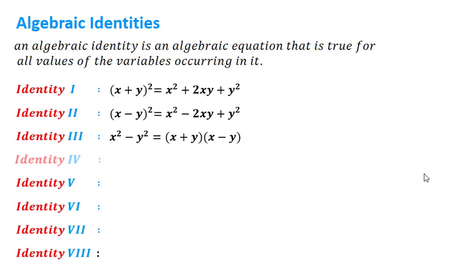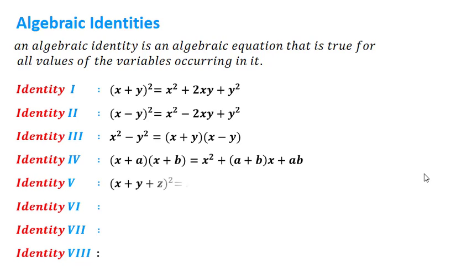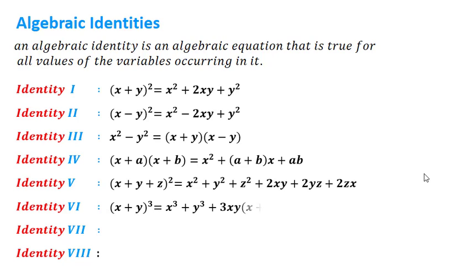Fourth identity is (x plus a) into (x plus b) equal to x square plus (a plus b) into x plus ab. Fifth identity is (x plus y plus z) the whole square is equal to x square plus y square plus z square plus 2xy plus 2yz plus 2zx. Sixth identity is (x plus y) the whole cube is equal to x cube plus y cube plus 3xy into (x plus y). If we open the bracket, we get x cube plus 3x square y plus 3xy square plus y cube. Now here we have rearranged the terms also.